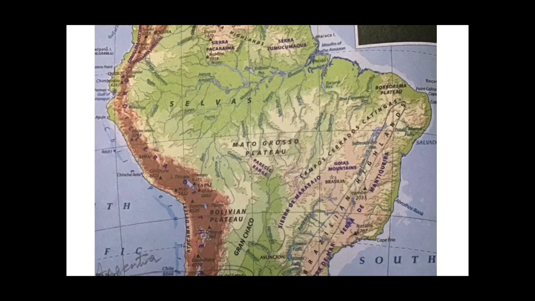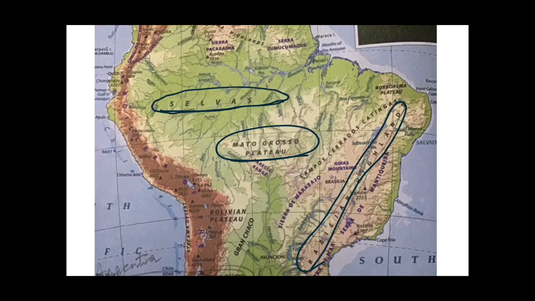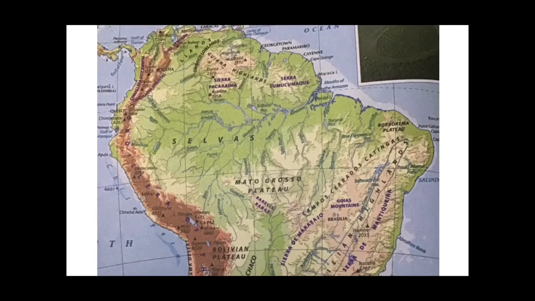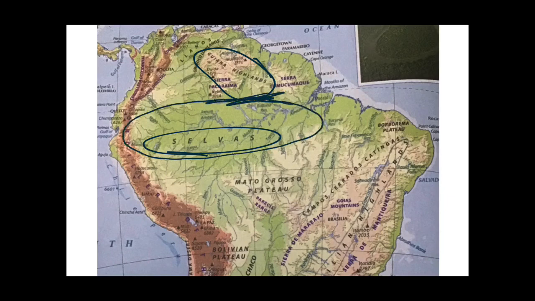So guys, as you can see over here, these are the Brazilian Highlands, and to the west of these lie Mato Grosso Plateau, and here you can see these are the selvas, and obviously these are the Andes. One more important thing I want to tell you guys: as you know, these are selvas and these are the Guiana Highlands, so some part of it overlaps. So some part of Guiana Highlands overlaps with the selvas. This is a very important thing to know, that some part of them overlap.